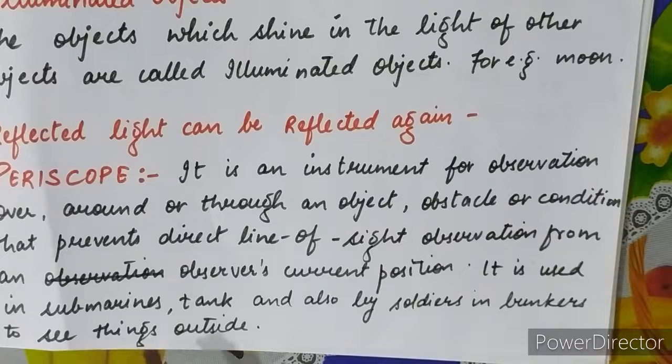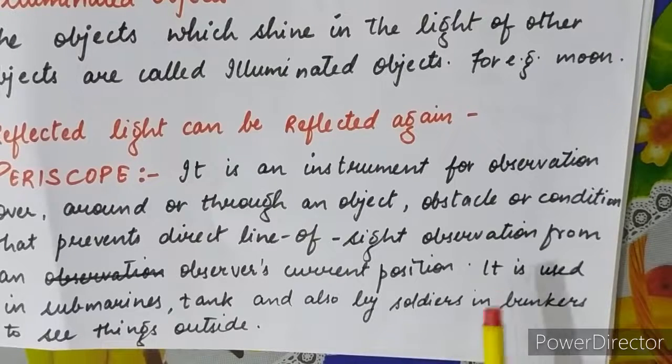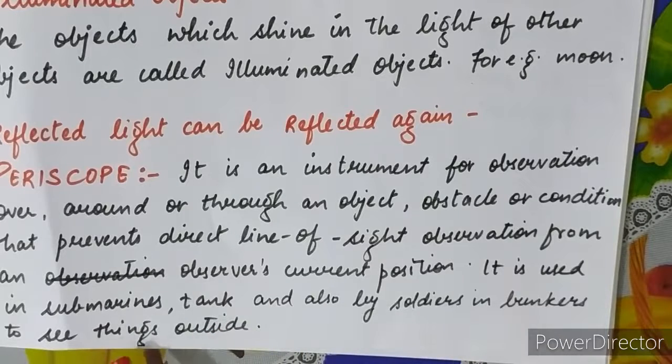So the periscope is a device which makes our work easier to see an object if any obstacle or any conditions are there to prevent it. It easily makes us see the object from our current position. It is used in submarines, tanks, and also by soldiers in bunkers to see things outside. Now we can understand this periscope with an activity, and you may perform that activity at your home also. So let's start to understand the periscope.